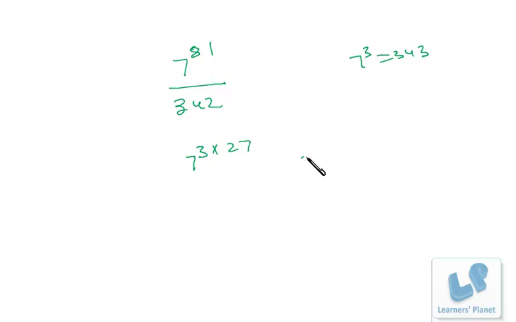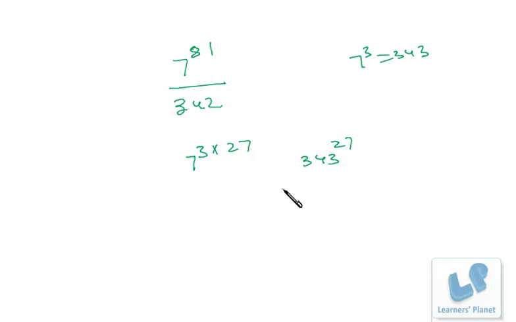Now I take one more example, that is a problem from previous CAT papers. 7 raised to 81 divided by 342, what will be the remainder, right? Now 342 itself is an odd number, can't you see that? So what is the connection between these two? See, 7 cube is 343, right? So 7 raised to 81 can be written as 7 raised to 3 into 27. So that is actually 343 raised to 27, right?